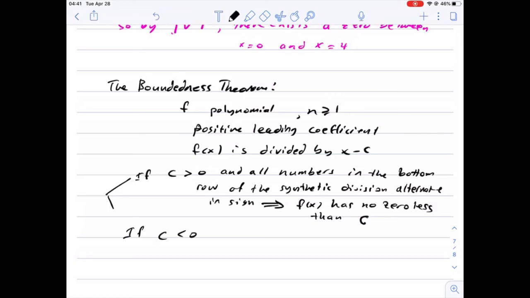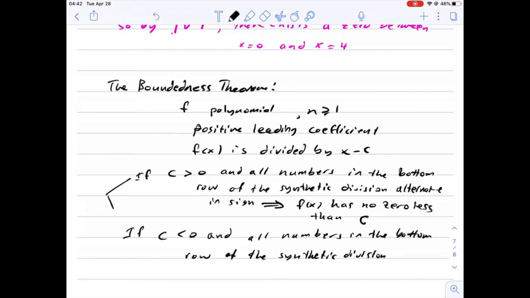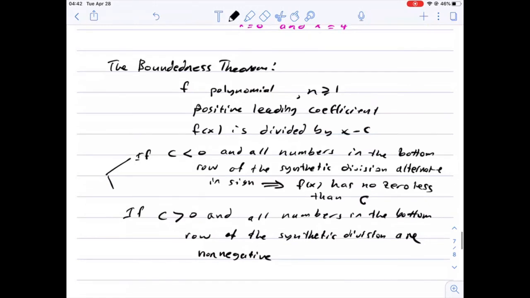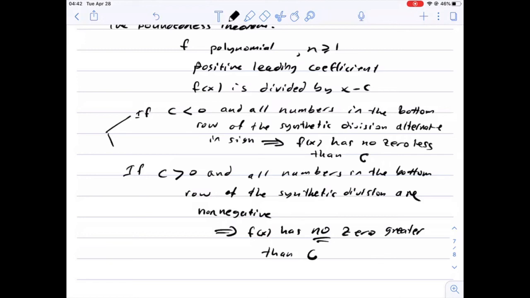Now if c is less than 0 and all numbers in the bottom row of the synthetic division table... I need to change this sign. If c is greater than 0 and all numbers in the last row are non-negative, then the result is f of x has no zero greater than c. That means it's an upper bound.